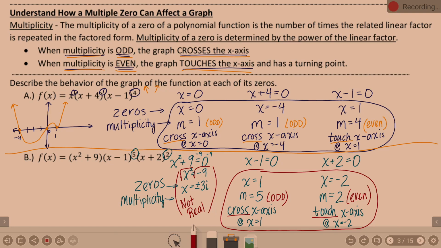Might they ask you about the complex zeros, the not real zeros? They could, but I don't know that they will. Or at least not in that scenario. Does that make sense? Okay. Moving on?